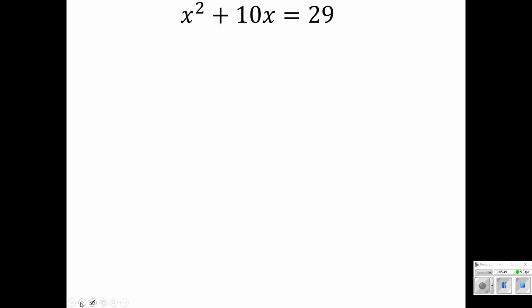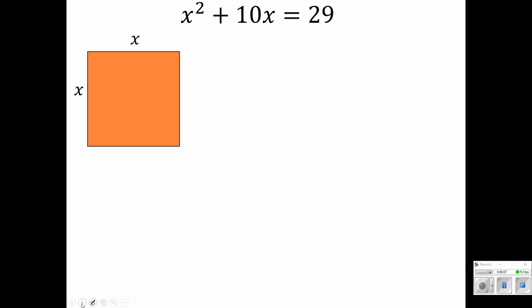So if we have an equation like x squared plus 10x equals 29, you would think that we have to get this set equal to 0 and try to factor it and work from there. But this completing the square process will allow us to solve this without having to go through all that work.